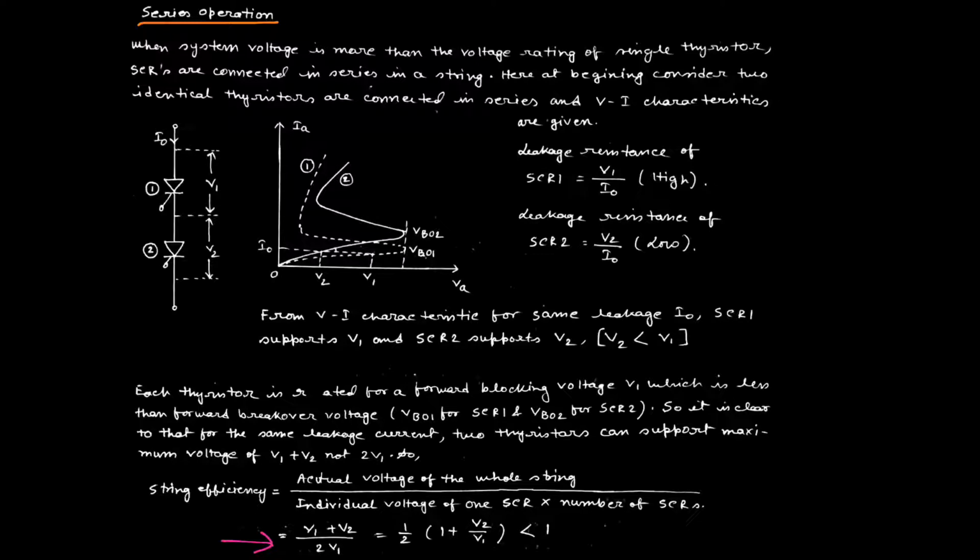Our approach is to turn on all SCRs at the same instant. That is why the potential difference across all SCRs should be the same. That can be achieved by connecting a proper value of resistance across each SCR, and then we can say an equal potential difference can occur across each SCR of the string. That will be explained in my next slide.